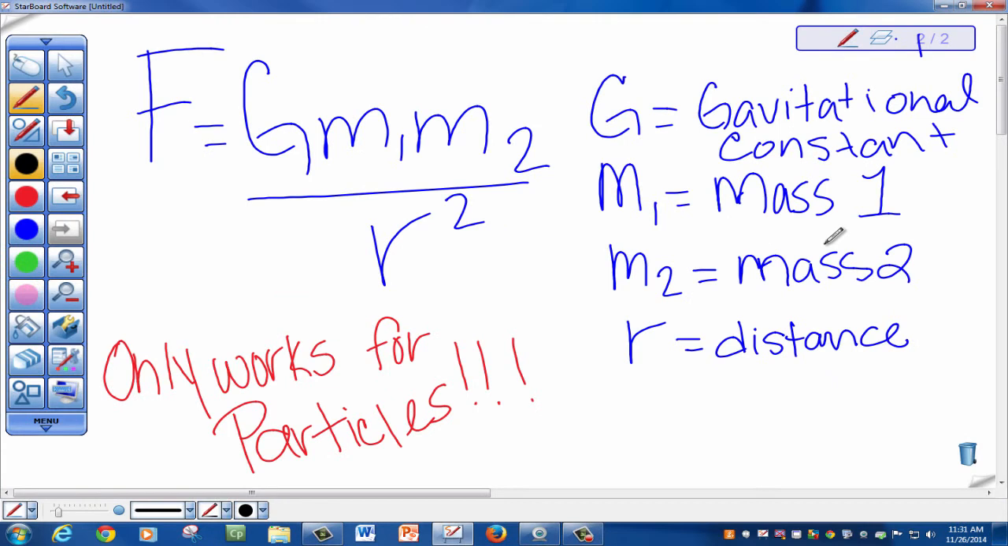To solve for the gravitational force, we use the formula F equals G m1 m2 all divided by r squared. G stands for the gravitational constant, m1 is the mass of the first particle, m2 is the mass of the second particle, and r is the distance between mass 1 and mass 2. But whenever we're talking about this formula, we have to understand that it only applies to particles.